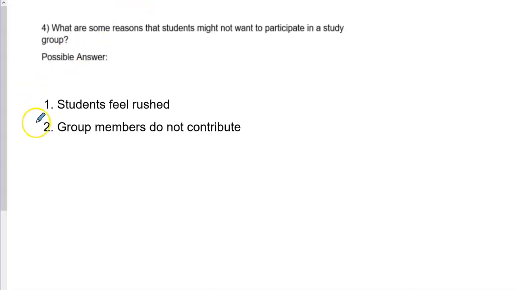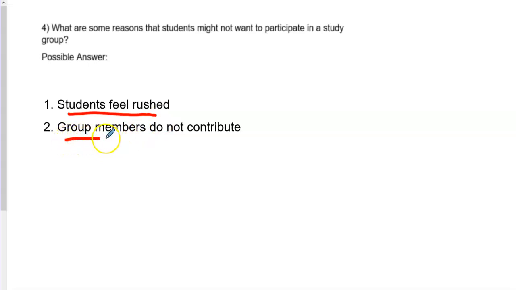Now, I have these possible answers, or two of many answers that may pop up, because every individual has a different experience. Now, what I notice is that sometimes students feel rushed. You are given about 5 minutes or 10 minutes to consider a very important topic, and this might not motivate you to try to be part of the study group because of the limited time allotted.